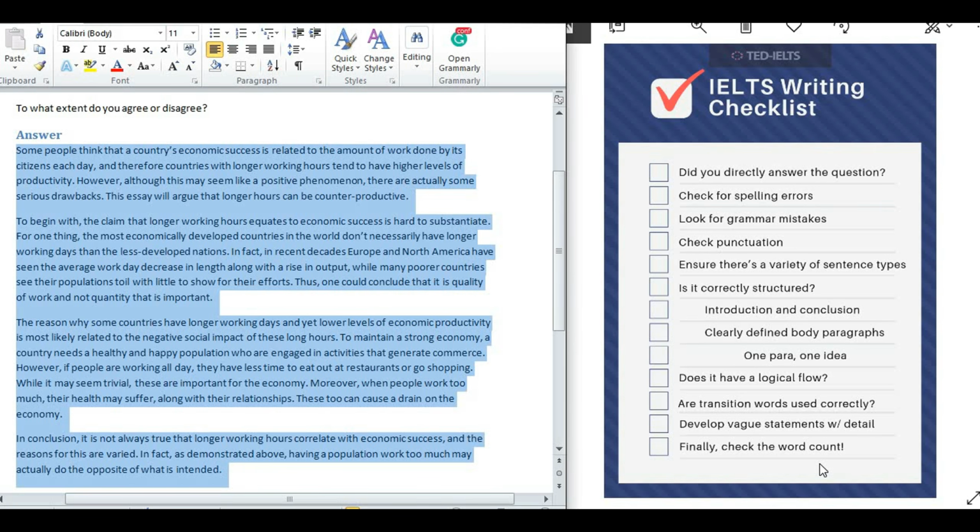Right, folks, I hope this lesson has been useful for you. You can download this picture here, this checklist, and you can consult it when you're writing your own IELTS essays. I'm sure it will be very helpful for you.